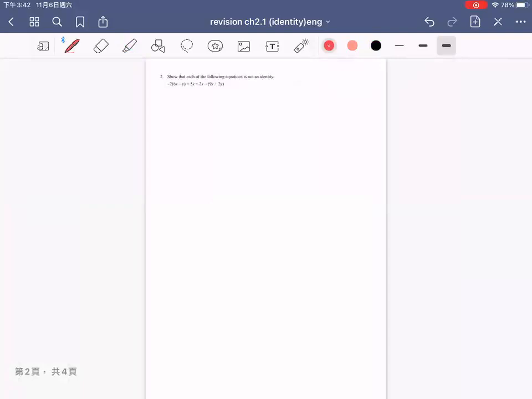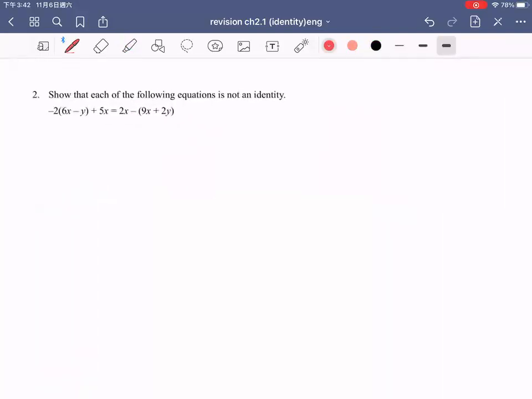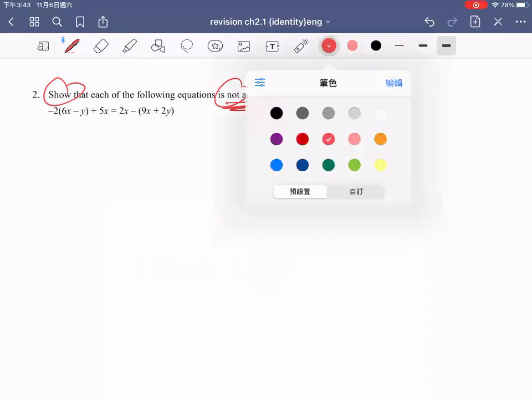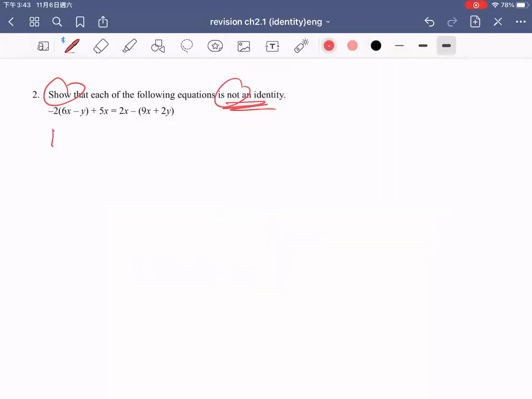Question number 2. And now we have another question. We need to show again that it is not an identity. Okay. If it is an identity, which means left hand side must be equal to the right hand side. Now it is not an identity, which means the left hand side must not be the same as the right hand side, right? So we have left hand side, copy, right? Right hand side, copy.